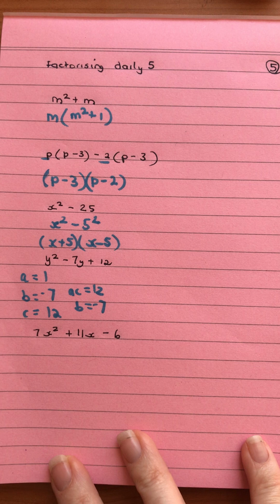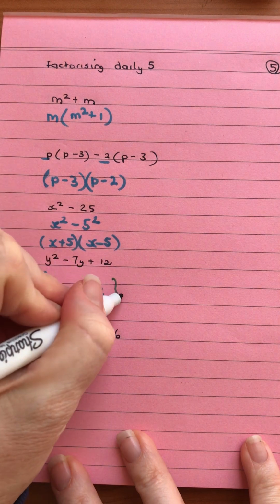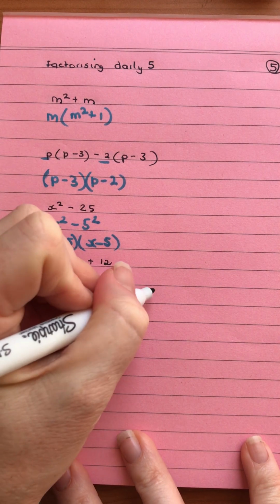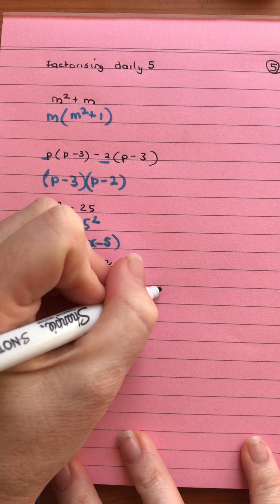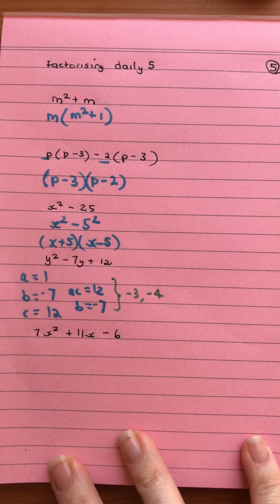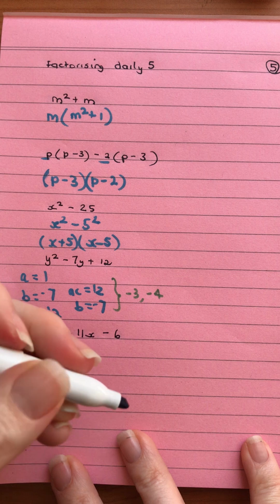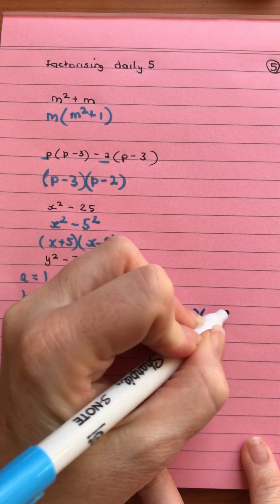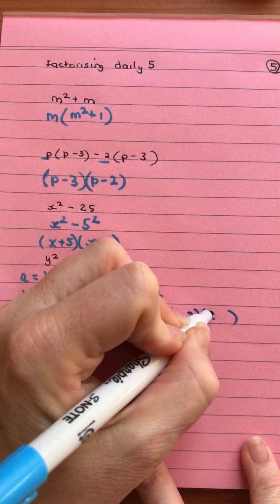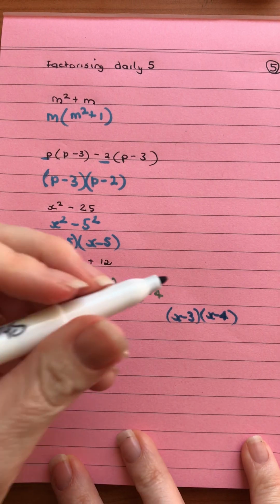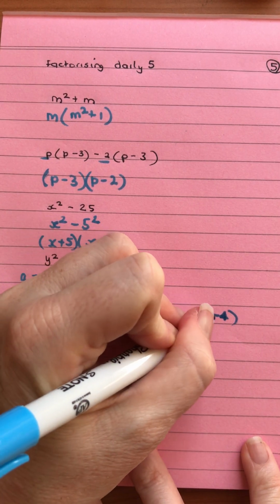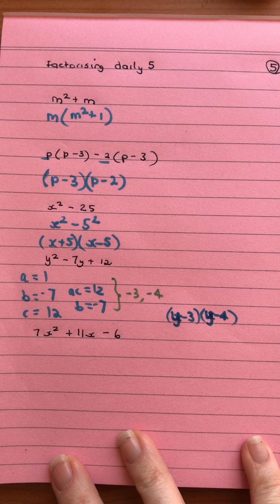When we make them negative, negative 3 times negative 4 will give us positive 12, and negative 3 plus negative 4 will give us negative 7. So we're able to put that straight into the brackets and write x take 3 and x take 4. Oh, in this case y, sorry. Y take 3, y take 4 goes into the brackets.